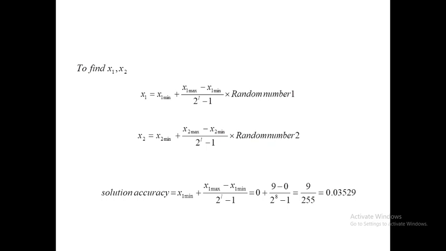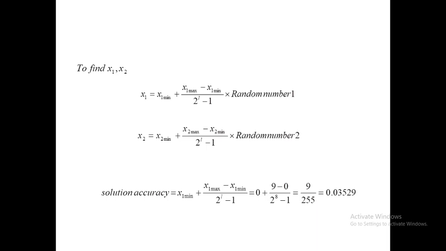x1 is equal to x1 minimum plus x1 max minus x1 min divided by 2 power L minus 1, into random number 1. x2 is equal to x2 min plus x2 max minus x2 min divided by 2 power L minus 1, into random number 2. These are the formulas which are helpful for finding the x1 and x2 values.